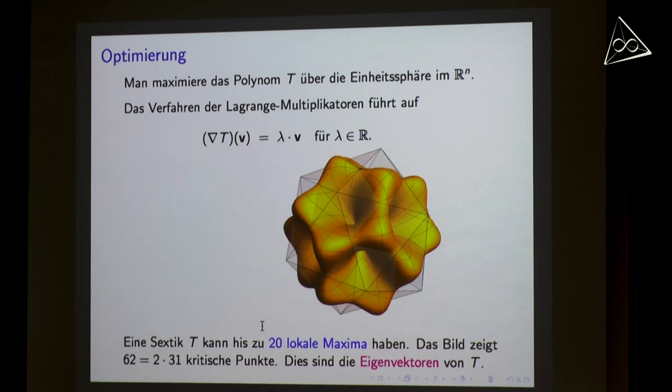And this is the graph of this function on the unit sphere, right? So think about this as the height of some landscape on planet Earth. So there are mountain tops, those are the maxima we're interested in. There are valleys, that would be the local minima. Now here I picked a particularly nice sextic. So this sextic has 20 local maxima, that's the largest number. It also has 12 local minima. Altogether, there are 62 critical points. So this has 62 critical points on the sphere.